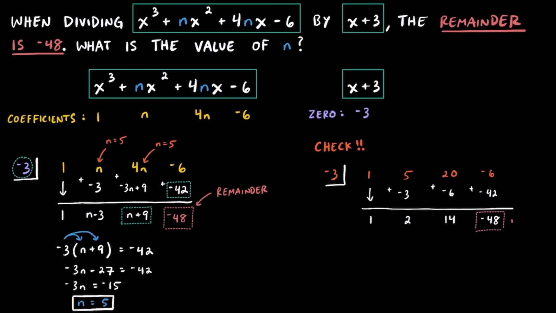And just like that, we've confirmed that the remainder is equal to negative 48 when the value of n is equal to 5.